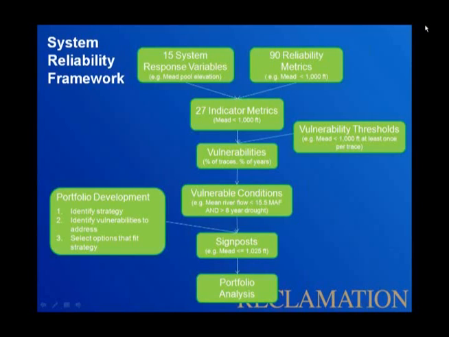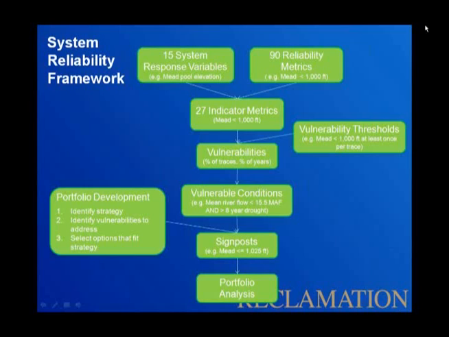We then moved from 90 different reliability metrics down to 27 what we called indicator metrics. These indicator metrics were either very important reliability metrics or an aggregation of multiple reliability metrics. We reduced from 90 down to 27 so that we could try and digest the effects to all different resource categories as we were looking at our simulation results.